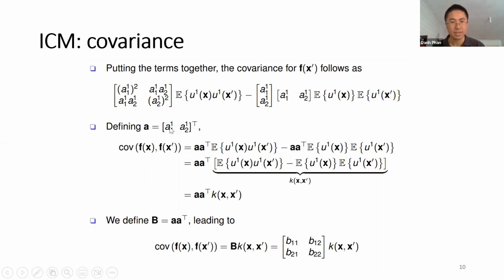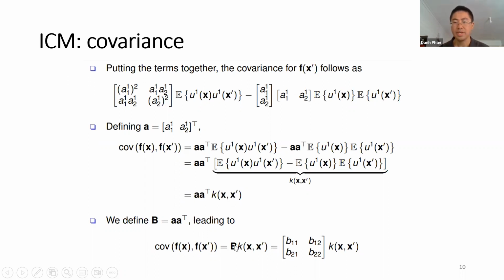And it's the column vector one, right? So A will be a vector 2 by 1, and A transpose will be a vector of 1 by 2. So if we define B as AAT, B will be a matrix, sorry, a matrix 2 by 2. And if we replace B here, we will have covariance Fx prime here will equal to B times Kx prime.